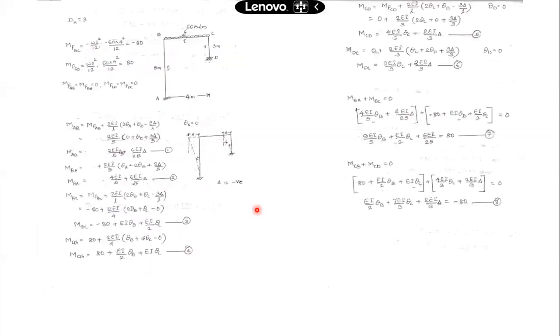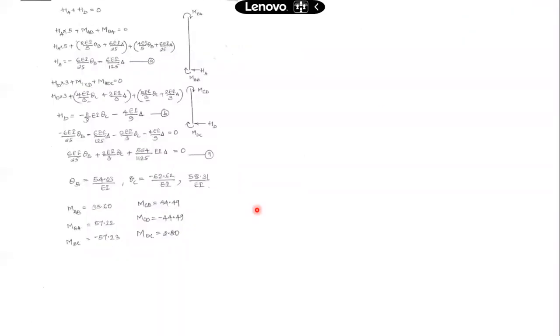So the bending moment diagram, I have not drawn it for this case. Okay. So try drawing the bending moment diagram for this one. Is that fine? If you have any doubts, you can ask.